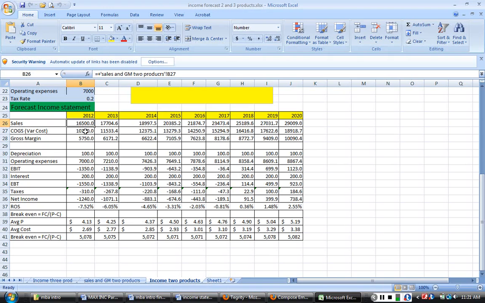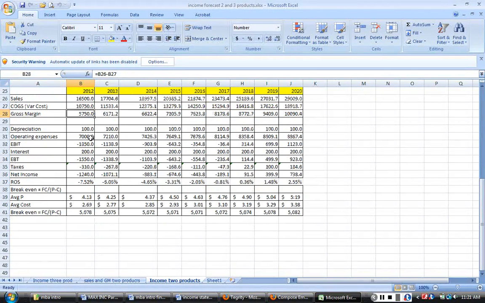We do the same thing for the total variable cost. We pulled it from the prior page. This is just the gross margin, which is subtracting the cost from sales, and we get this number. Depreciation, the assumption is going to stay fixed at 100, so we basically keep it at 100. Operating expenses start at 7,000, but are expected to grow 3%. So we want to grow this number 3% every year. So you can see it is growing 3% every year.